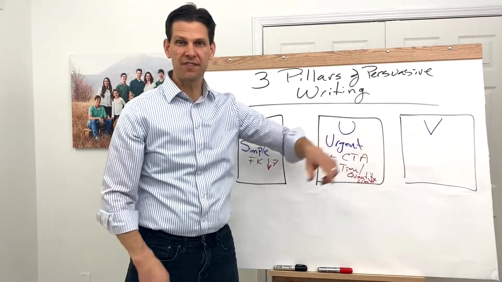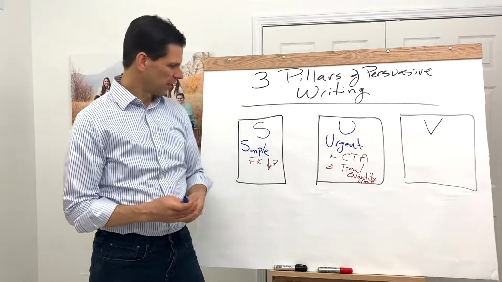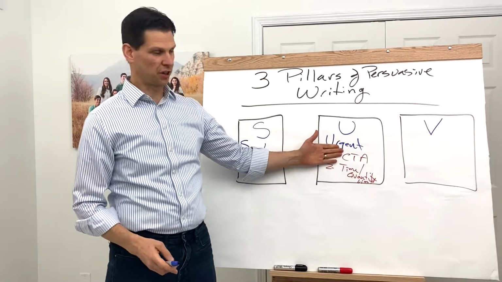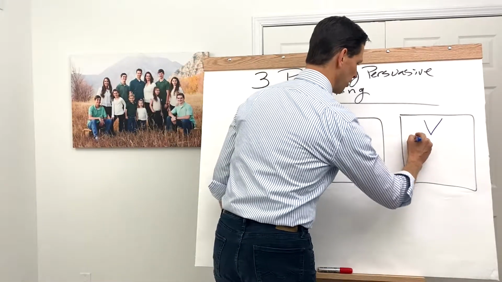Number 3, the V. What does the V stand for? So S is simple. U is urgent. V is value.